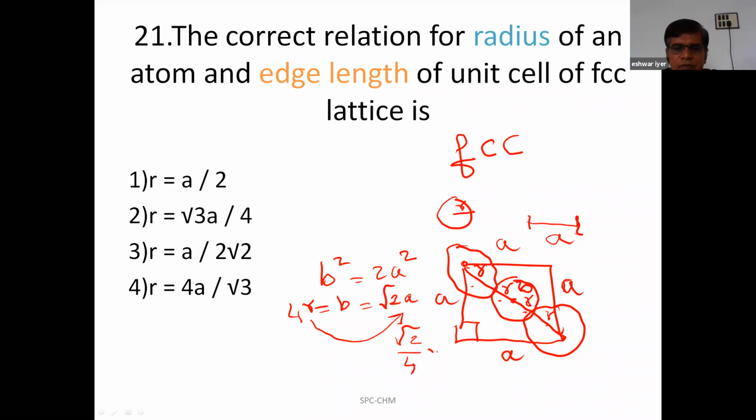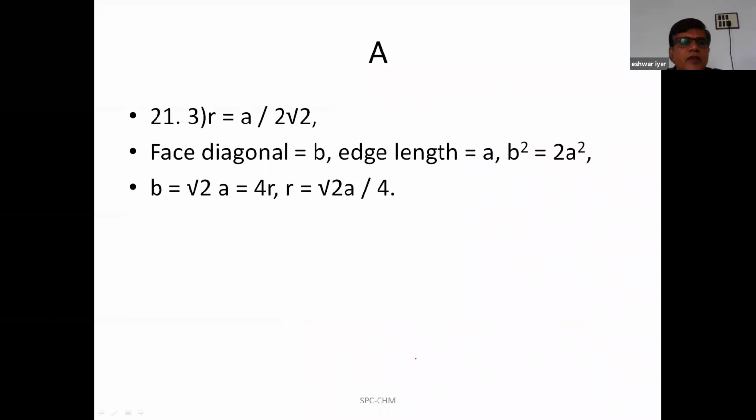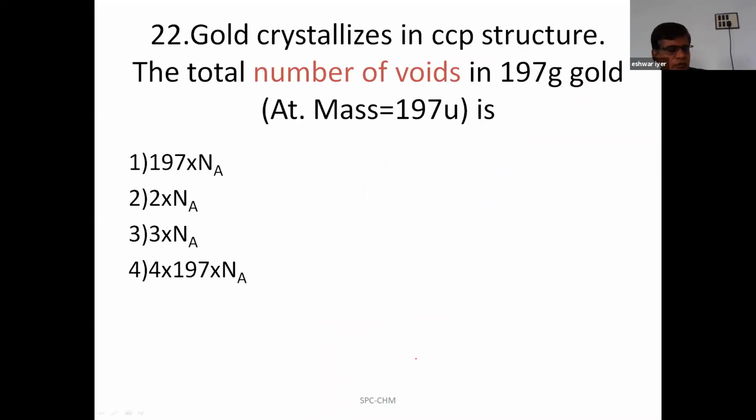So that means you can divide this. Multiplying this by 2 into 2, it is 2 root 2. So now you see the answer: R is A by 2 root 2. Face diagonal B, edge length A, B square is 2A square, B is root 2 A, 4R, R is root 2 A by 4. So the next question is, gold crystallizes in CCP structure.